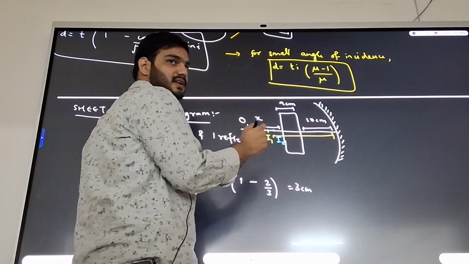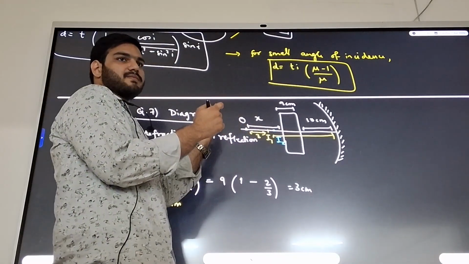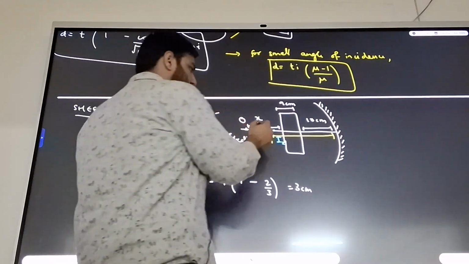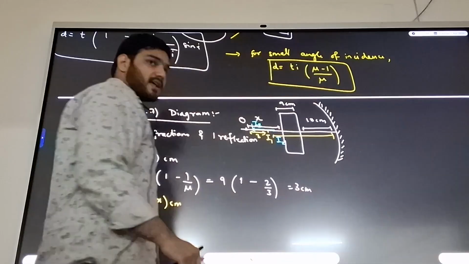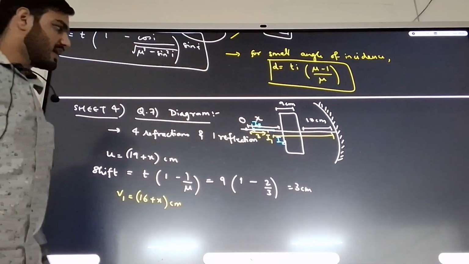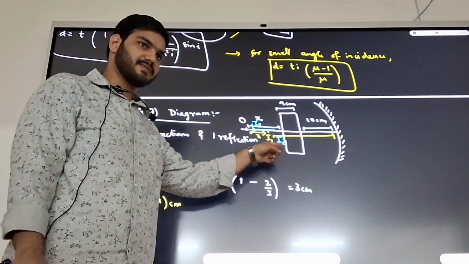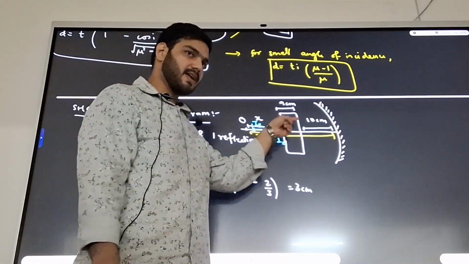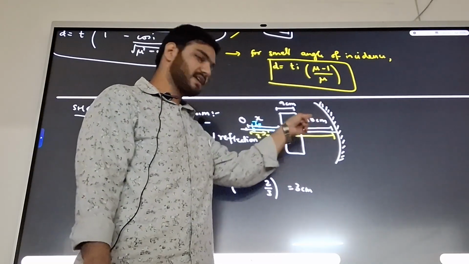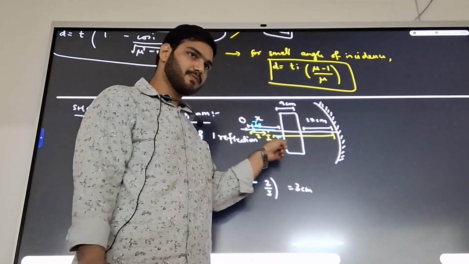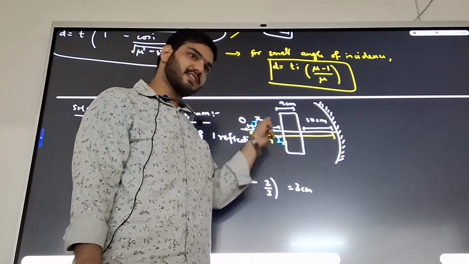Then after shift, where will the third image be formed? Just 3 centimeters this side. 3 centimeters this side, yes or no? 3 centimeters this, I3. I1 तक समझा? I1 is the image formed after the shift. That ray गया, that will hit the mirror. That will create an image. That is I2. ठीक है? That I2 will suffer another shift.